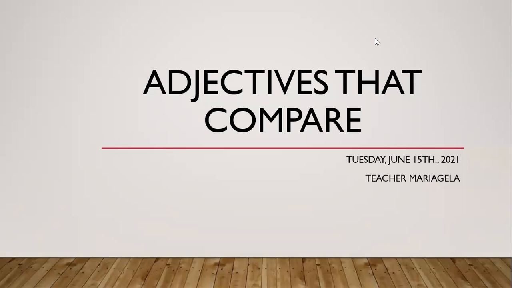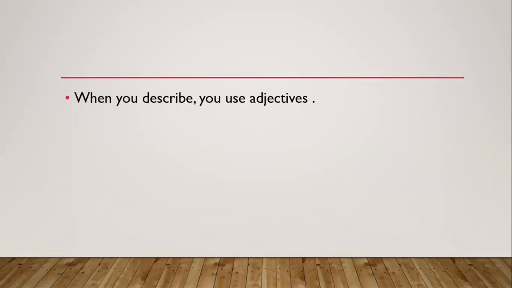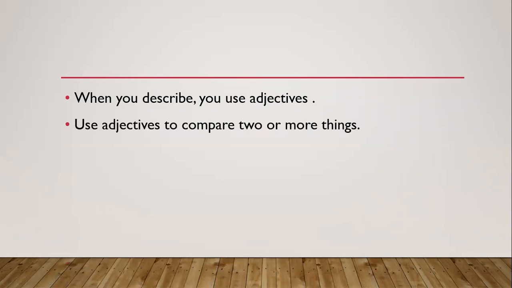Adjectives that compare. So as a reminder, just think about what is an adjective. An adjective is a word that describes the noun and says how many, how is it, what color, what size. That's an adjective. So when you describe, you use adjectives. Use adjectives to compare two or more things.